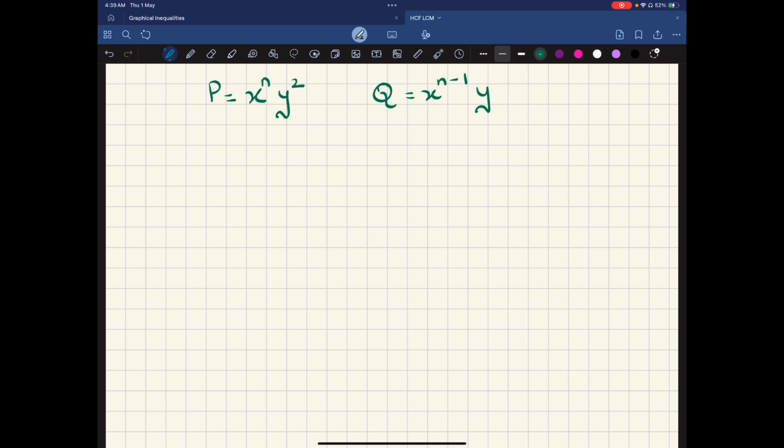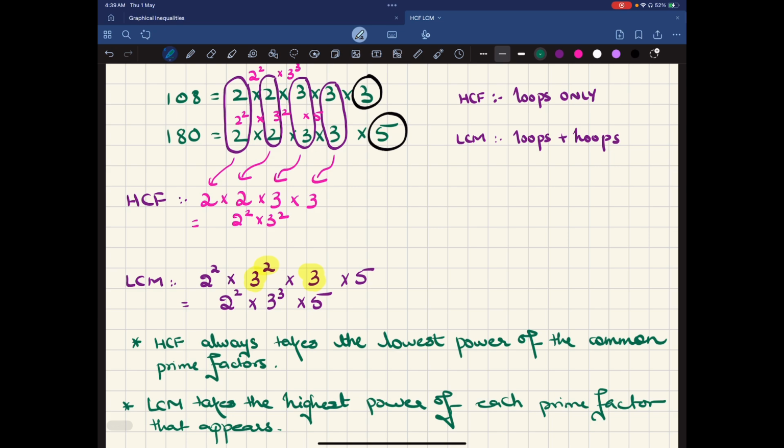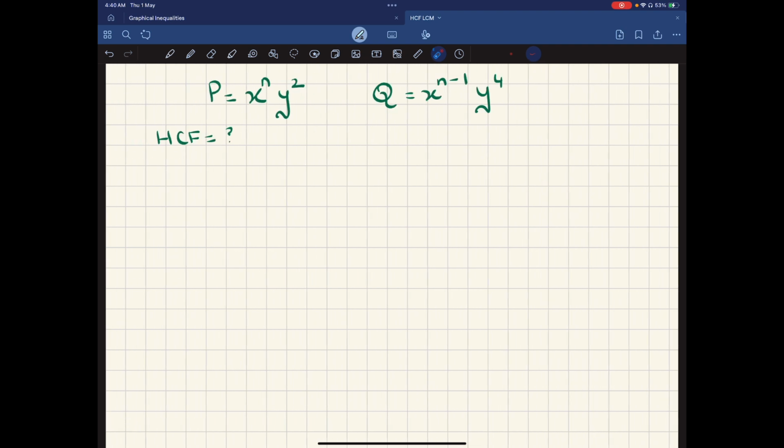y raised to the power 4, where x and y are prime. Find the HCF of P and Q. Give your answer in terms of x, y, and n. Okay, so according to the rule that we have learned, HCF always takes the lowest power of the common prime factors. Okay, so the lowest power of common prime factors. So x and y both are common.